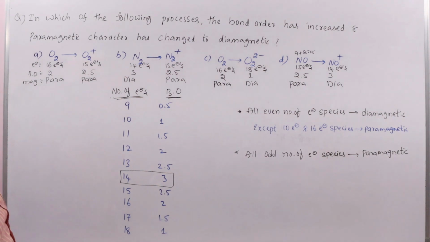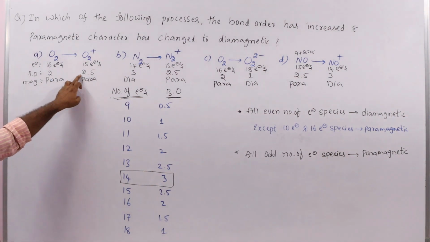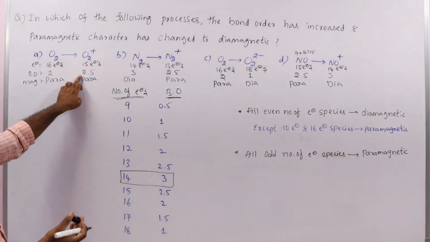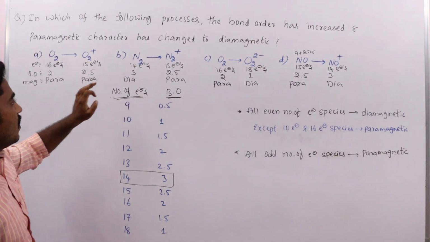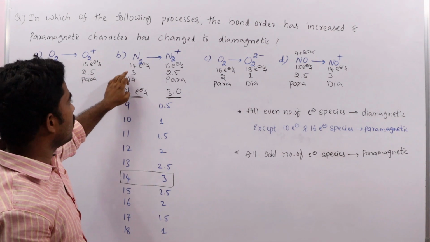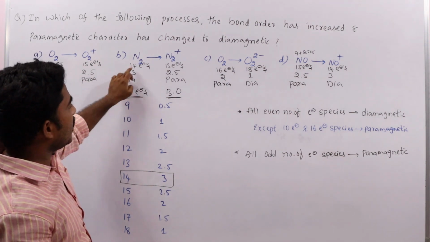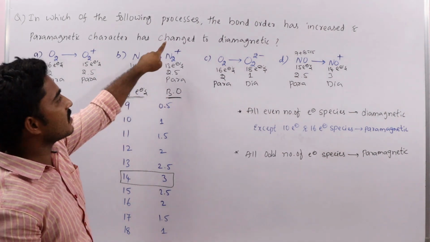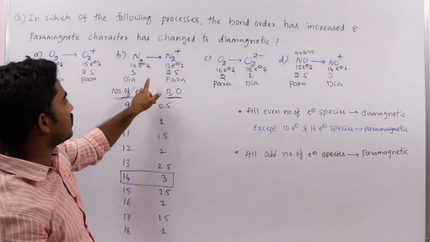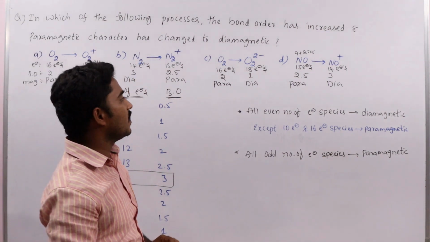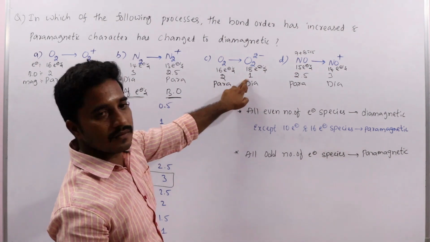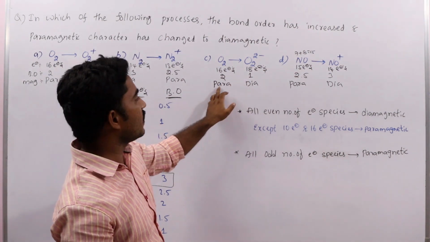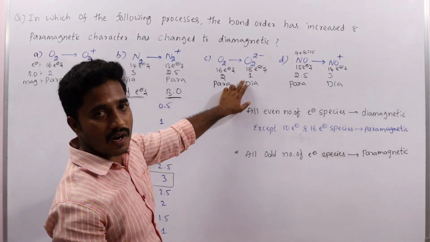Let us see here. Bond order 2 to 2.5: bond order increased, but magnetic nature does not change. That's why this option is wrong. Here bond order decreased. What they asked in the question? Bond order increased. That's why this option is also wrong. Here also bond order decreased, 2 to 1. That's why this is also wrong.